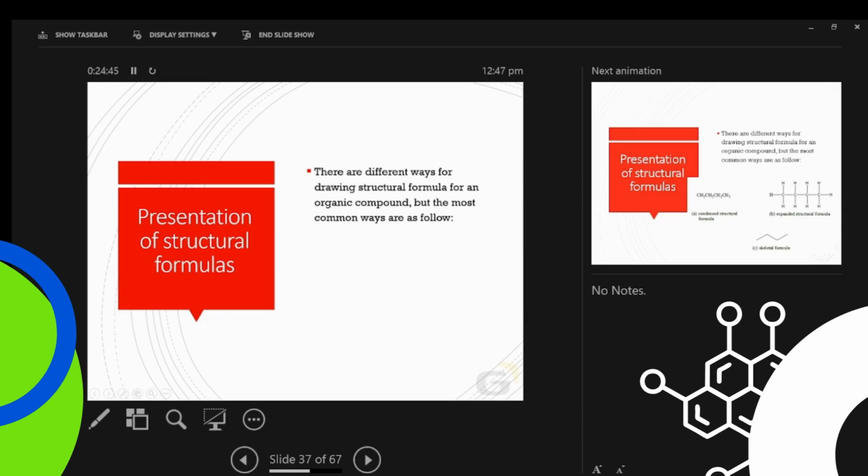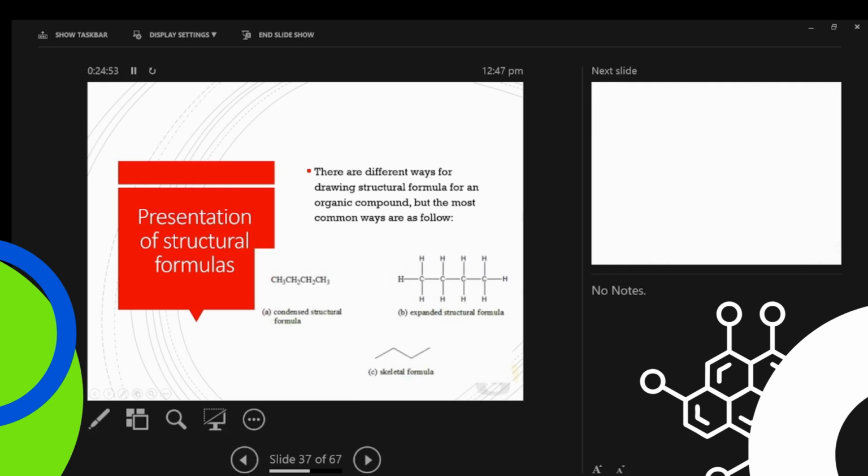Now, how are we going to represent this? There are different ways to represent it. Let's make a molecule and see how they are represented. For example, we have butane. Now butane can be written in an expanded form where we have to mention each one of the atoms. We have 4 carbon and we have 10 hydrogen. Now we have made this formula in expanded form.